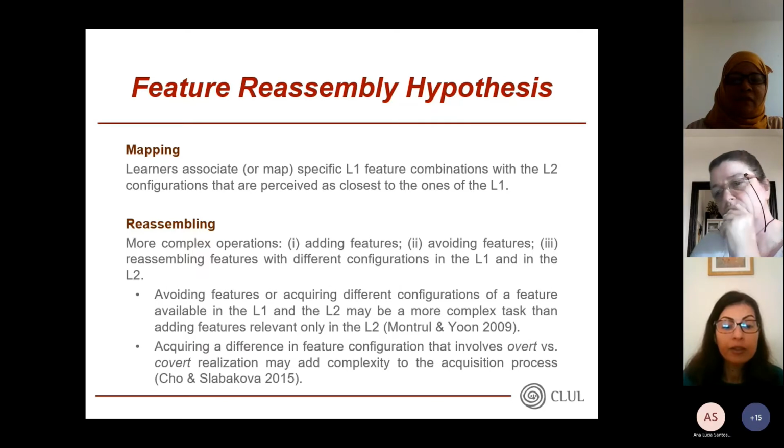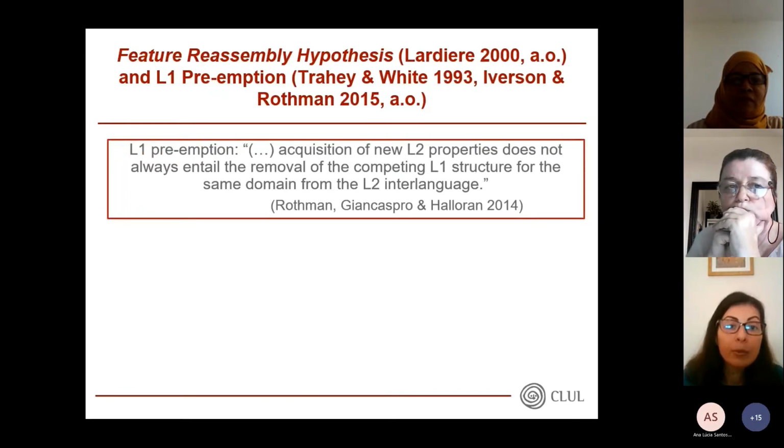In the same line, Cho and Slabakova argued that acquiring a difference in feature configuration involving overt versus covert realization may add complexity to the acquisition process. In this work, the possibility of complementarity between different SLA hypotheses will also be explored. In this case, we will explore the complementarity between the feature reassembly hypothesis and the L1 preemption hypothesis, taking into consideration its most recent formulation by Iverson and Rothman.